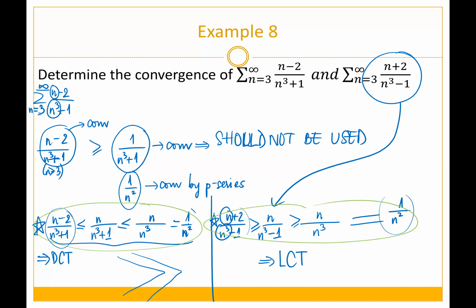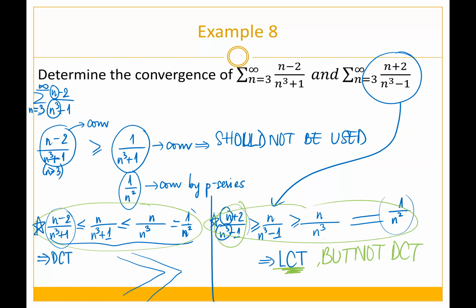So here you have this fraction is smaller than 1 over n squared. So you can use the direct comparison test here, but you cannot use the direct comparison test here because you're trying to compare it with a convergent series, but this convergent series is smaller than whatever series that you were given. Therefore, you cannot use the direct comparison test, but you have to use the limit comparison test. Do you see what I'm saying?